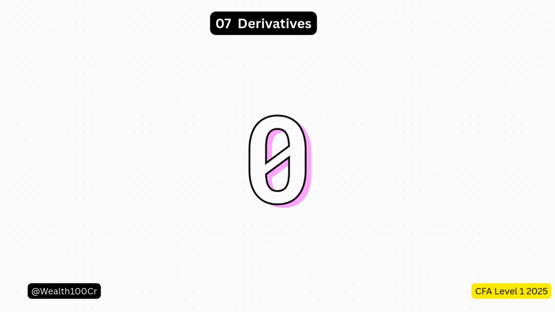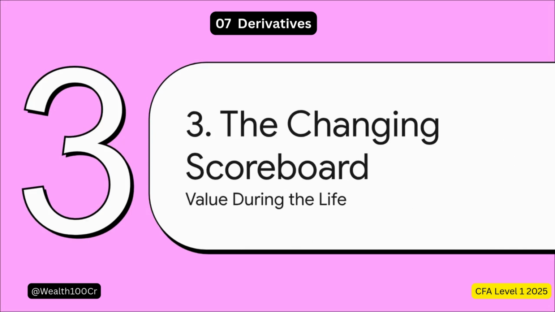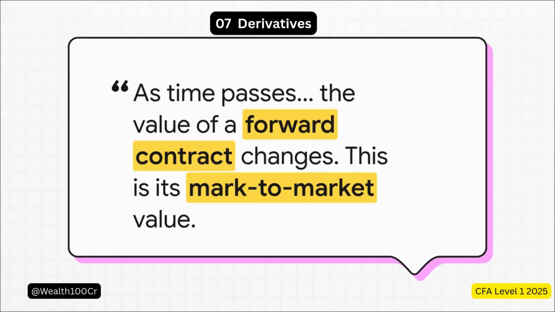Understood? Good, good. But what happens during the waiting period between January and April? The world outside does not stop, no? The market for oranges keeps changing. This is the best way to think about it. The value of the contract changes every day based on what is happening in the market. It's like the score on a cricket scoreboard changing after every ball. The match is not over, but we know who is winning right now. We call this the mark-to-market value.